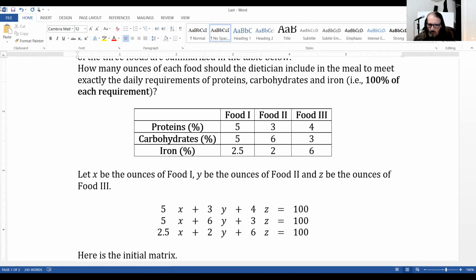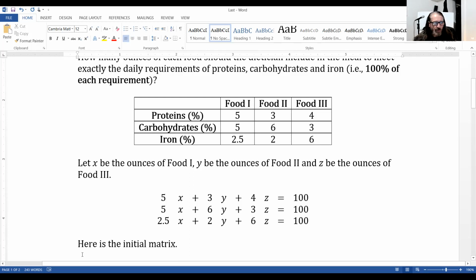Now, sometimes that will be transposed, meaning that sometimes you would want to read down to come up with your equation instead of across rows. All right. So since we have those equations, here's our initial augmented matrix.